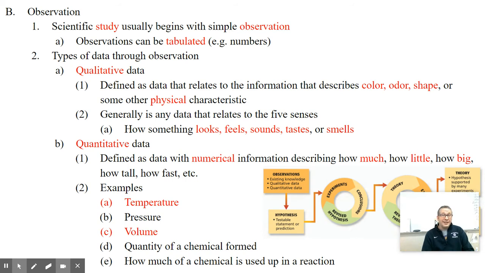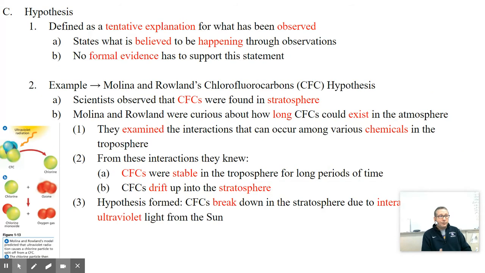Then you have quantitative data, okay, defined as data with numerical information describing how much, how little, how big, how small, how fast, and so on, okay? Quantitative has that word quantity in it, and quantity really means the amount of something. Temperature, pressure, volume, quantity of chemical formed, how much of a chemical is used up in a reaction. Those are all examples of quantitative data.